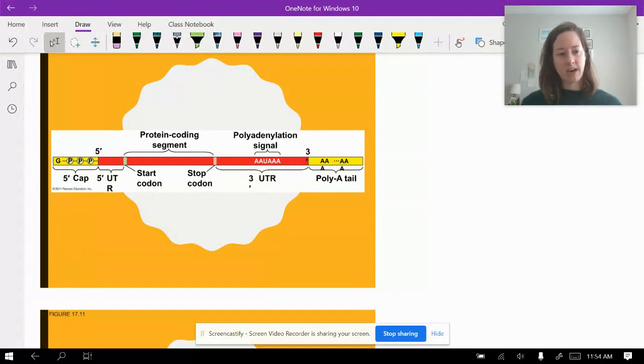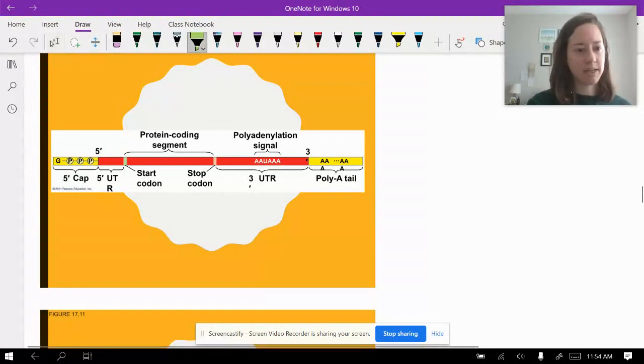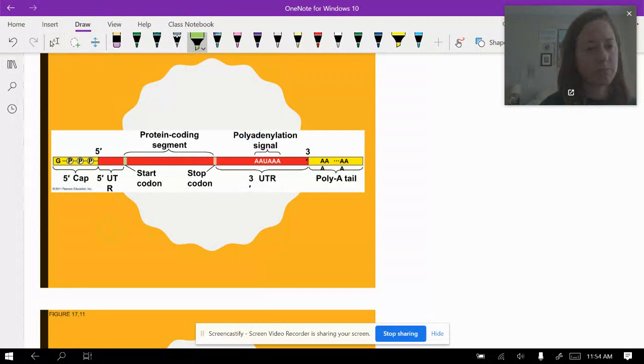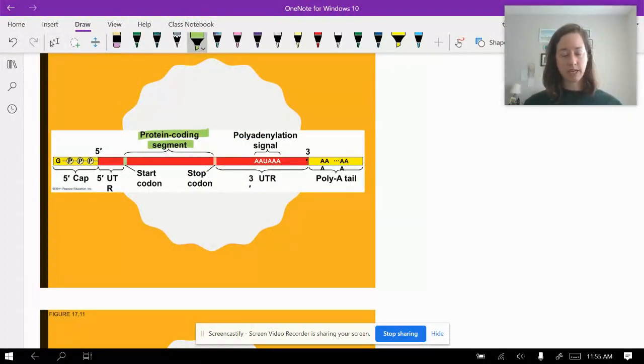Here's a picture of what that RNA looks like. You have the 5' cap on the start end, and then you have your poly A tail on the end. In the middle is the actual protein coding segment. This right here is the part that actually will make the protein. It's flanked on both sides by a start codon and a stop codon, and those are the signals to the ribosome like, okay, we're starting, or okay, we're ending.